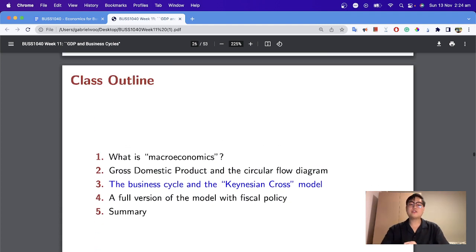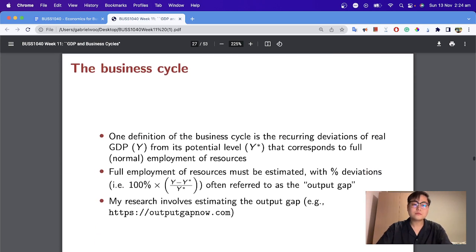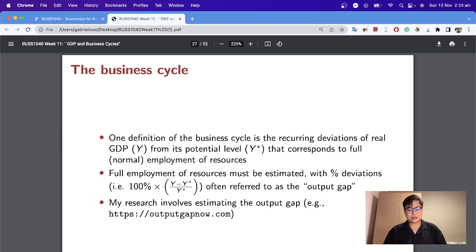All right, so let's now talk about the business cycle and the Keynesian cross model. Let's expand our understanding of GDP a little bit more. The business cycle is the idea that there are booms and busts. There are seasons where everything is go, grow. There are also declines, recessions, and tough times for businesses. One definition of the business cycle is the recurring deviation from real GDP.